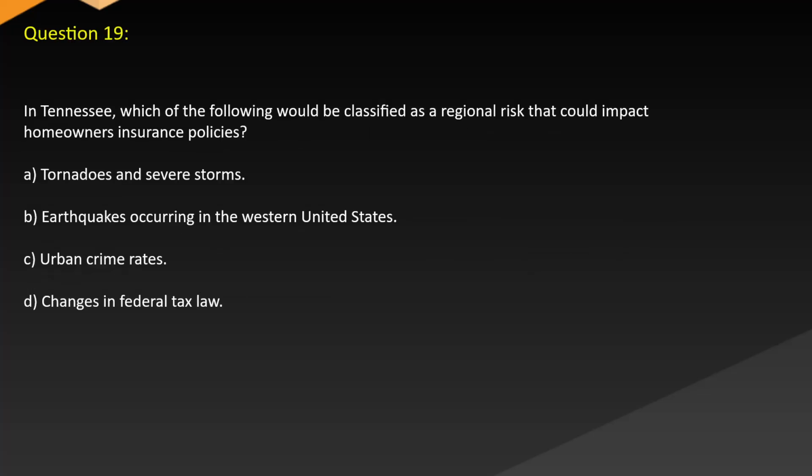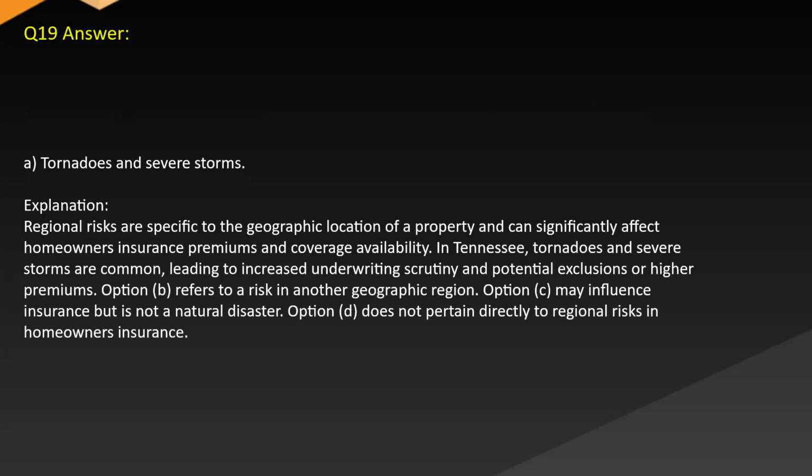Question 19. In Tennessee, which of the following would be classified as a regional risk that could impact homeowners insurance policies? A. Tornadoes and severe storms. B. Earthquakes occurring in the western United States. C. Urban crime rates. D. Changes in federal tax law. Answer A. Tornadoes and severe storms.